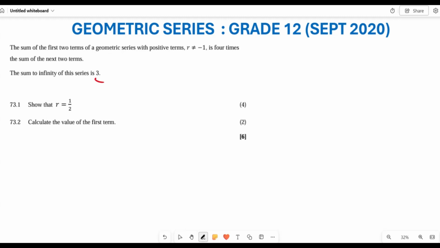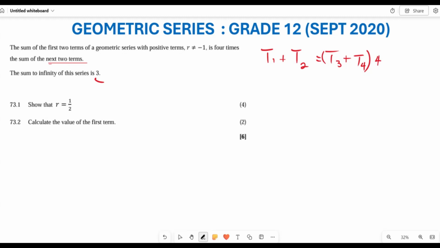They are saying if you take term 1 plus term 2, this is term 1 plus term number 2. This is going to be what? They say it's 4 times the sum of the next two terms, right? And what are the next two terms in your geometric series? So this is going to be the same as your term 3 plus your term 4. But they said this is 4 times whatever you are having here.